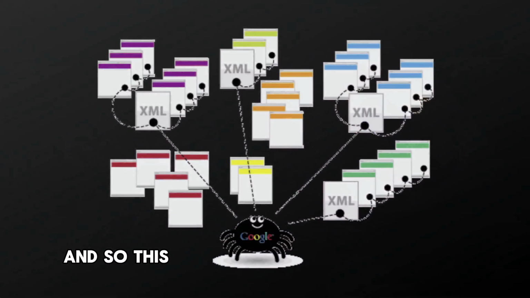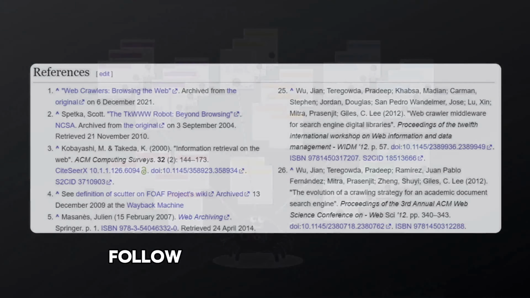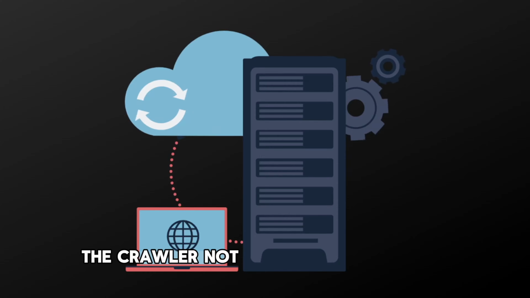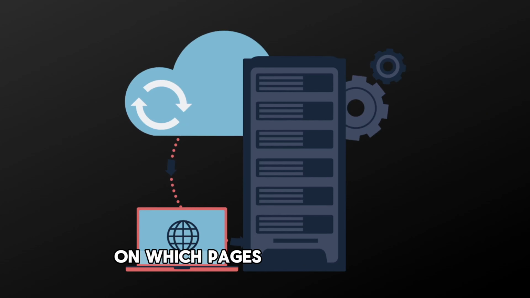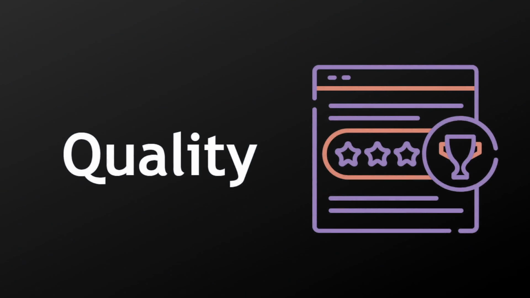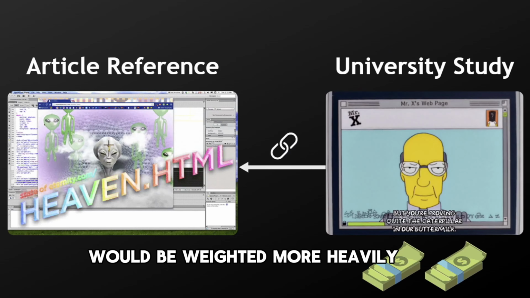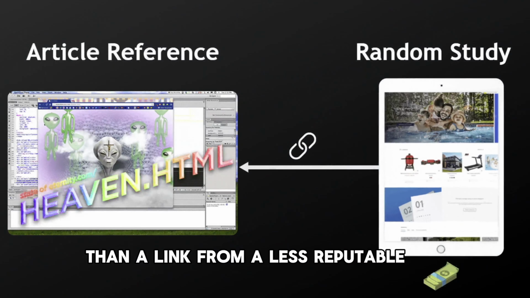And so this crawler would visit the pages, follow the links on those pages, and store information about each of those pages' backlinks. The crawler not only collected data on which pages linked to which, but also evaluated the quality of those links. For example, a link from a highly reputable site, like a university, would be weighted more heavily than a link from a less reputable site.